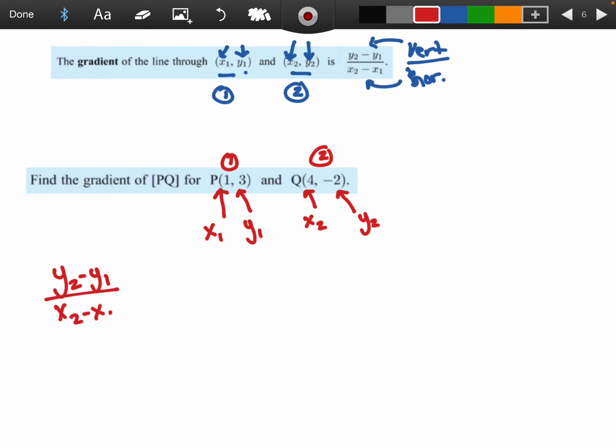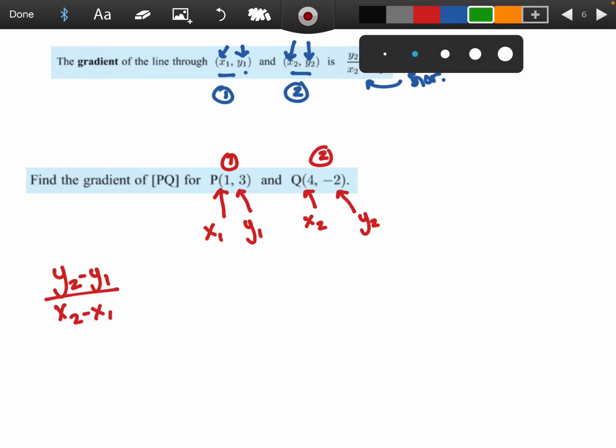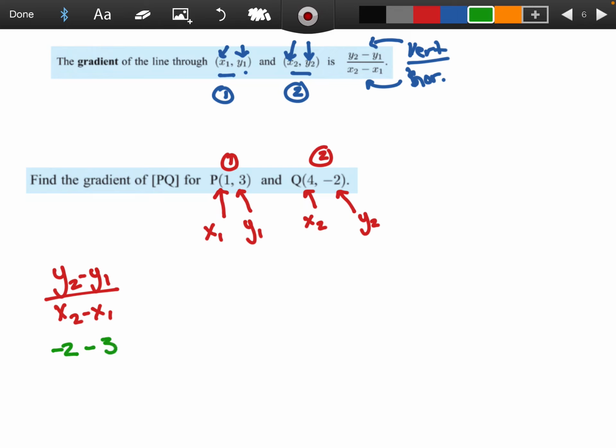y2 minus y1 over x2 minus x1. Then you plug in your values. So y2 is -2 minus y1, which is 3. x2 is 4 minus x1, which is 1. And then you do some integer work. -2 minus 3 gives me -5. 4 minus 1 gives me 3. So the final answer for my slope is negative 5 over 3. I can't reduce that. I can't do anything else with it. That is the slope of the line that would connect those 2 points.